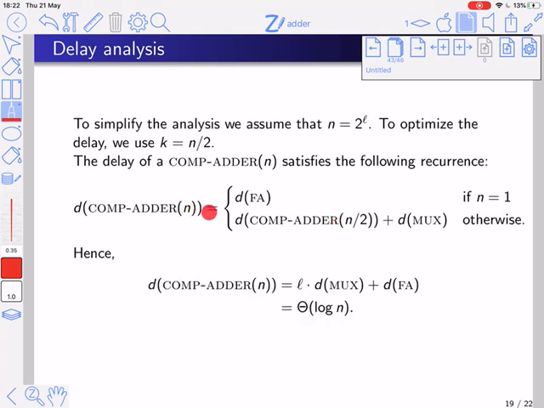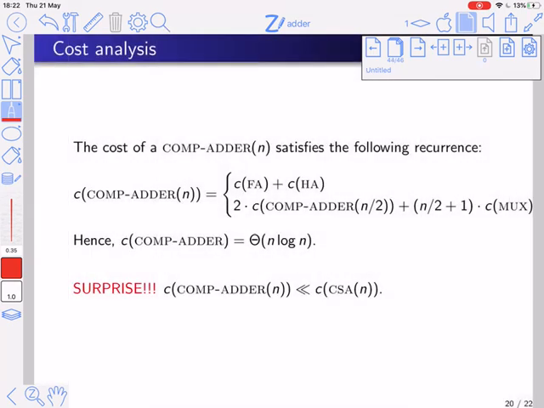And we already know the solution to this recurrence. It gives us log n. This L is log n. Delays of a mux plus a full adder. This is big theta of log n. So it's a nice adder.